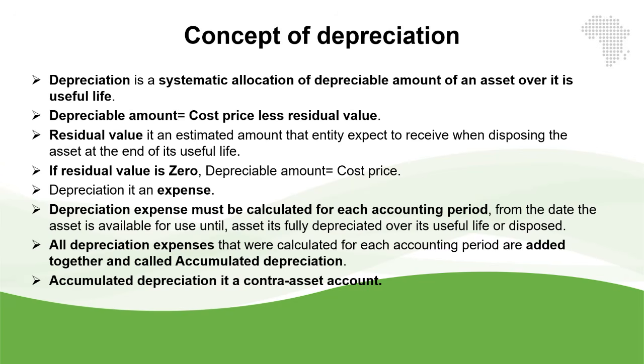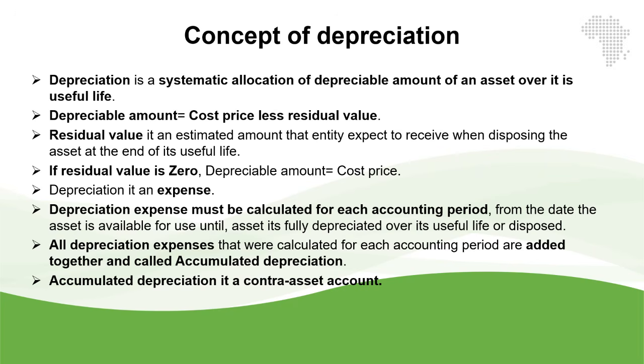Then all depreciation expenses that you calculate for each accounting period are added together. When we add them together, we call that what? It is accumulated depreciation. So another new term is coming up here. What is accumulated depreciation? We are just trying to simplify here: all the depreciation expenses that you've been calculating for each accounting period, you add them together and they form accumulated depreciation. If you check the concept itself, it says accumulated depreciation, so it means all the depreciation that has been accumulated, added together.